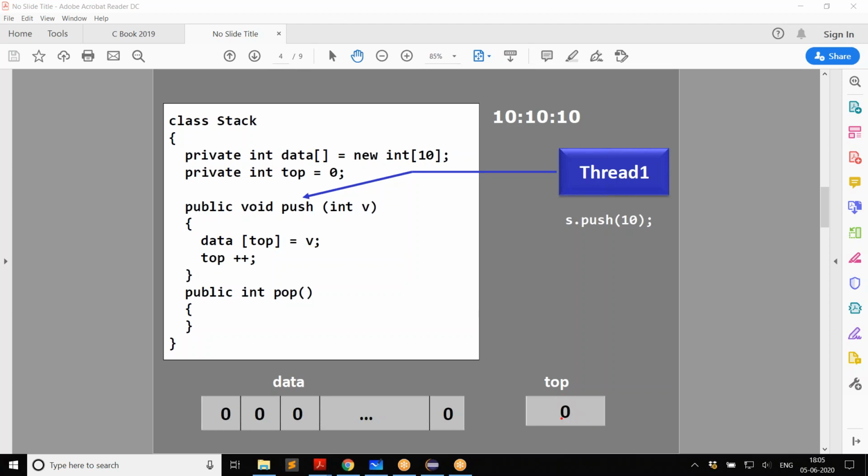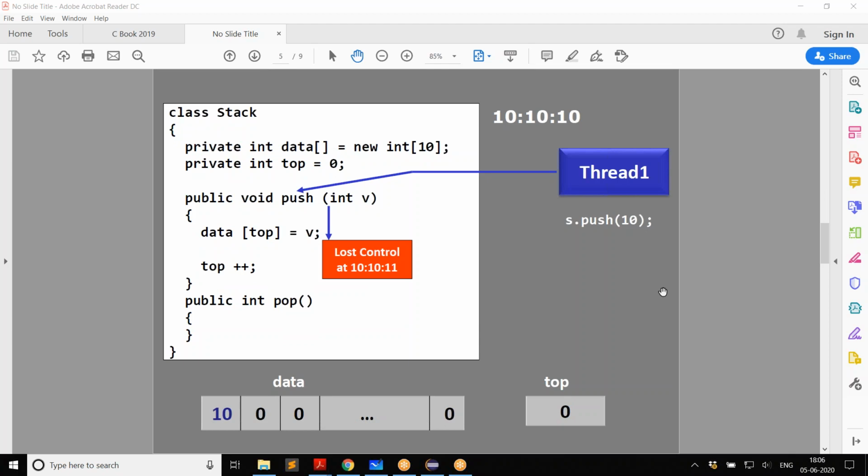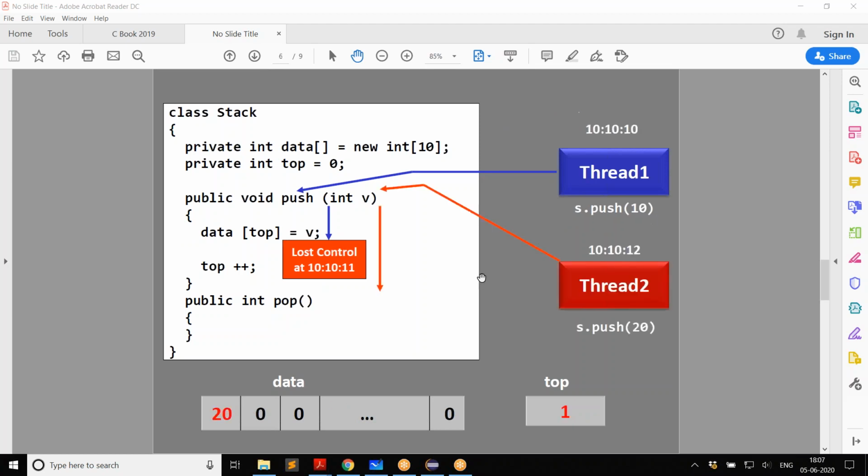But that's not quite happening. Instead, the first thread is executing the first statement and then it is losing control. What if thread 1 is losing control after the first statement is executed? As you know, threads can lose control anytime and another thread might be given control. So if thread 1 lost control at this point, that means only the value is placed and the top is not incremented. At this juncture, thread 1 lost control and now control is given to thread 2.